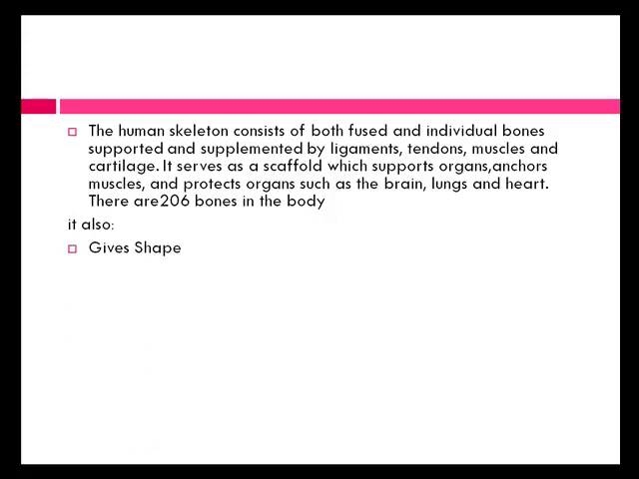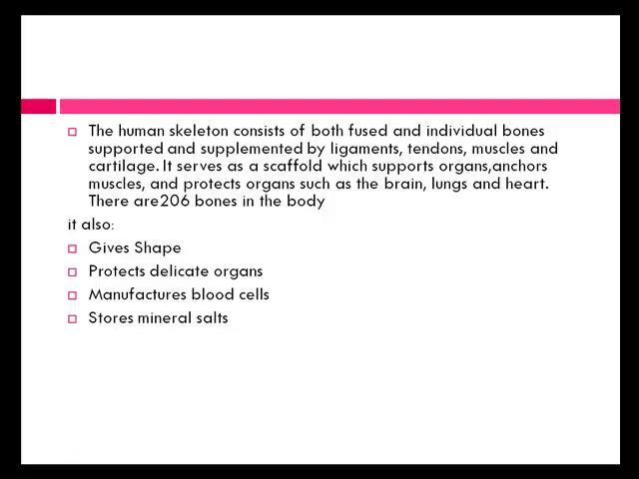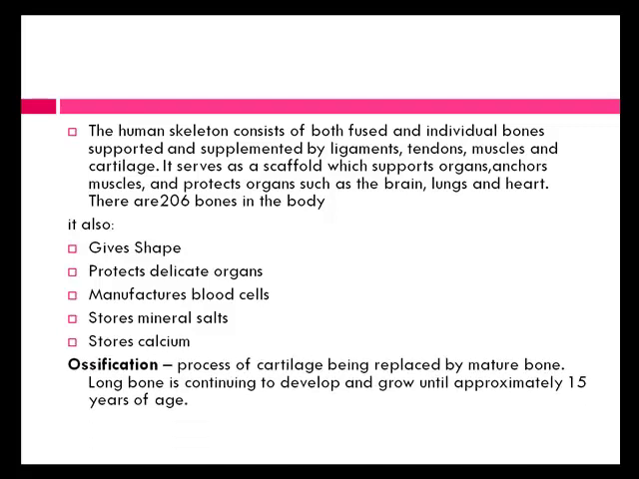Now, the skeleton also gives the body shape. The bones protect delicate organs like your heart and your lungs. It manufactures your blood cells, so your red blood cells are produced in the bone marrow. It stores mineral salts, stores calcium, and ossification is the process of cartilage being replaced by mature bone. Long bone continues to develop and grow until approximately 15 years of age. So until you're 15, your bones are constantly growing.